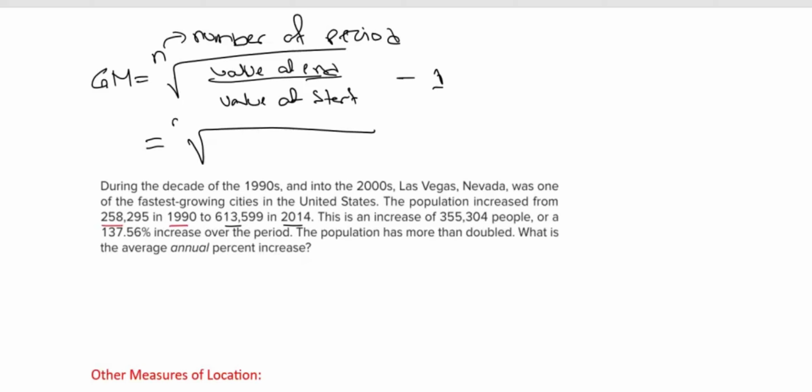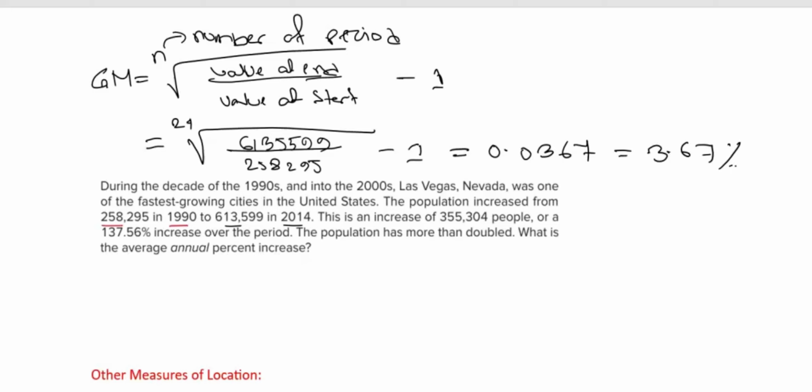So here we will get 1990 থেকে 2014, so 24 years. আমাদের beginning value ছিল 258,295, আর ending value ছিল 613,599, so -1, which comes as 0.0367. So আসলে আমাদের একটা 3.67% growth rate ছিল. Each year, this is the growth rate that the population experienced.